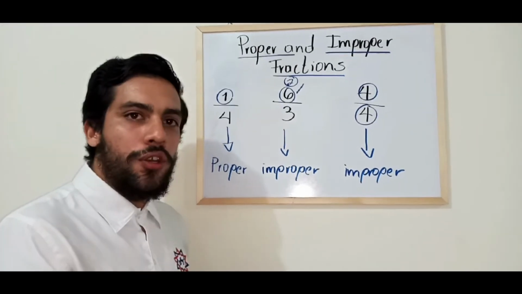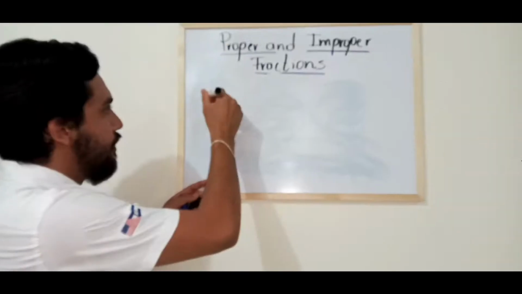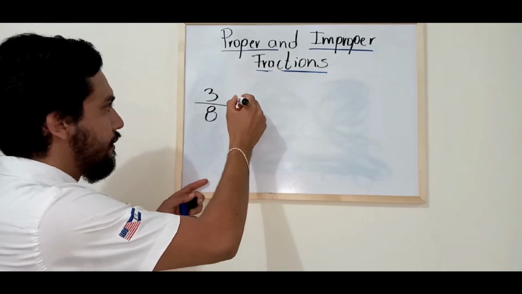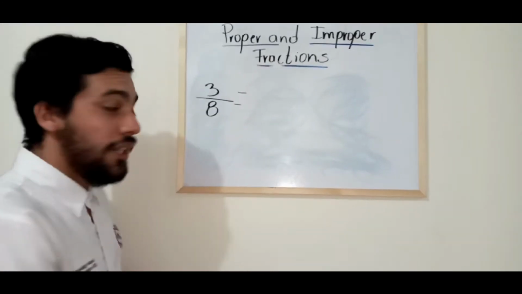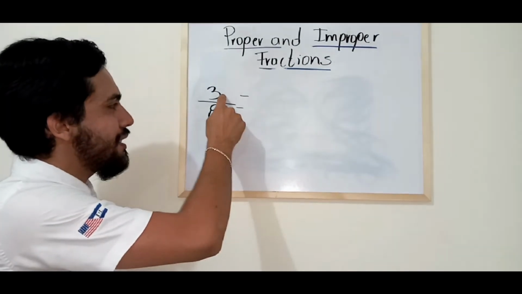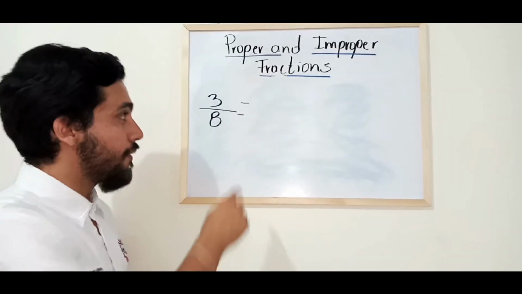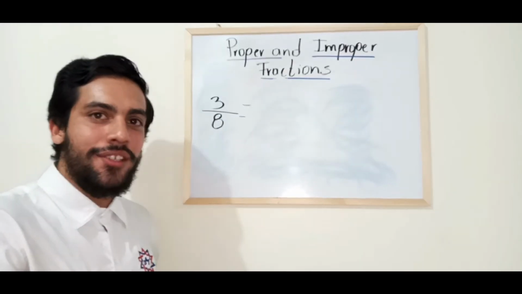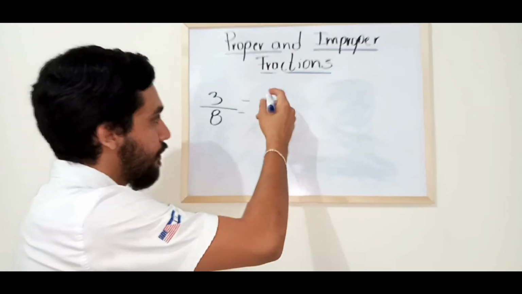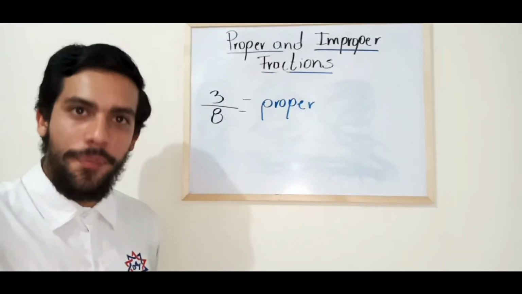Okay, let me show you a few more examples so you can understand a little bit more. So we're going to write 3/8. Okay. Remember the rules. Let's see. Is this number greater or less than this one? Obviously, 3 is less than 8, so that makes the fraction proper, right? It's a proper fraction.